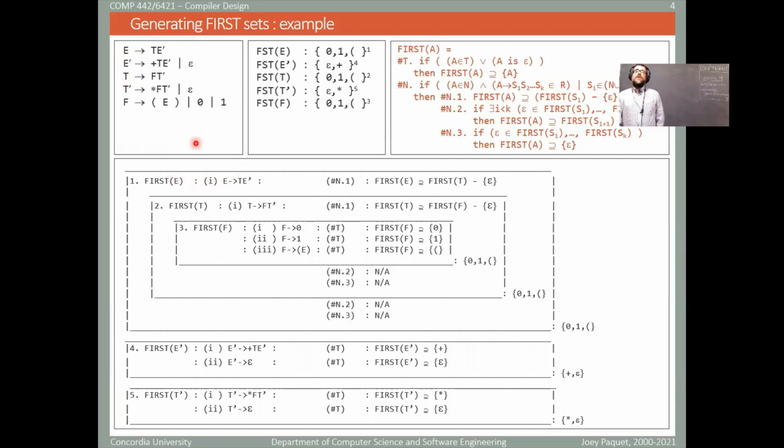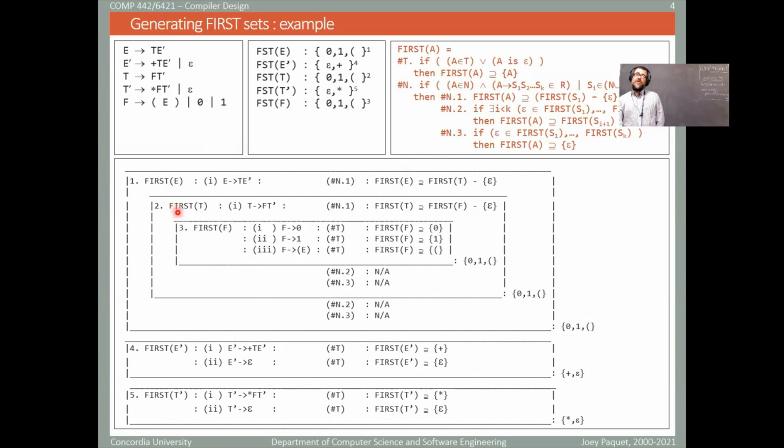So first we compute first of E. If we take this rule here, that's the first rule, and that's the only rule, but we would have to do this for every rule that actually defines E. In this case, there's only one. So we select this rule here, and we see that what's on the right-hand side is not a terminal symbol. It's a non-terminal symbol, so we go to step 1 here. It says that first of E contains first of T. That means if we want to compute first of E, we need to compute first of T.